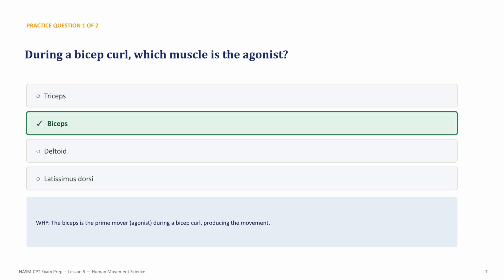Let's check your understanding. Question: during a bicep curl, which muscle is the agonist? Take a second and think it through. The correct answer is the biceps. Here's why. The biceps is the prime mover, or agonist, during a bicep curl, producing the movement.